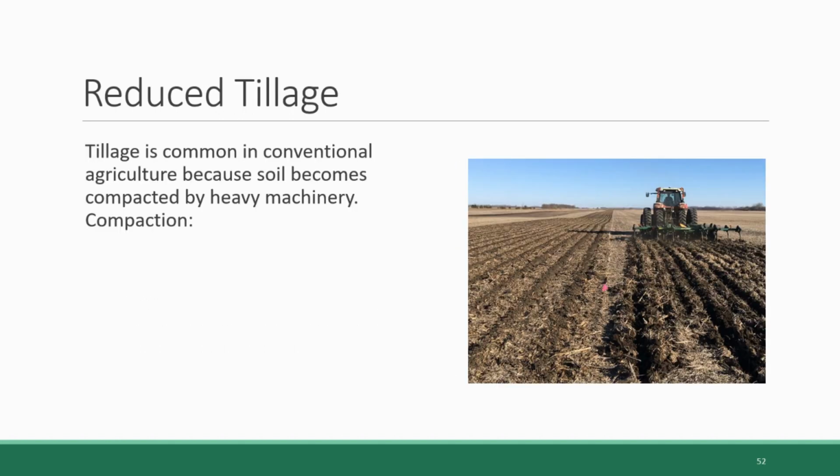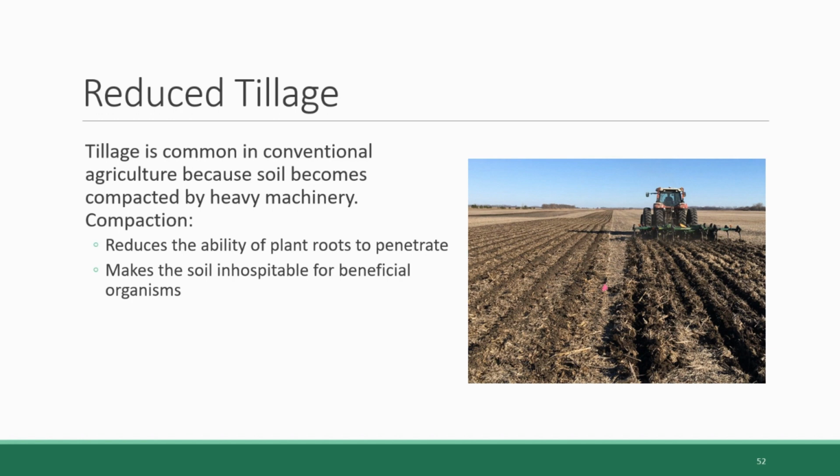The last alternative ag practice that we'll talk about is reduced tillage. So tilling is the practice of plowing and breaking up the topsoil to prepare it for cultivation. And it's common in conventional agriculture because the use of heavy machinery on the land causes soil to become compacted. And compaction in the soil is a bad thing because it reduces the ability of plant roots to penetrate the soil and grow properly. It also makes the soil less hospitable for beneficial organisms like earthworms, for example. And it impedes water infiltration into the soil and promotes erosion, which can lead to nutrient issues.